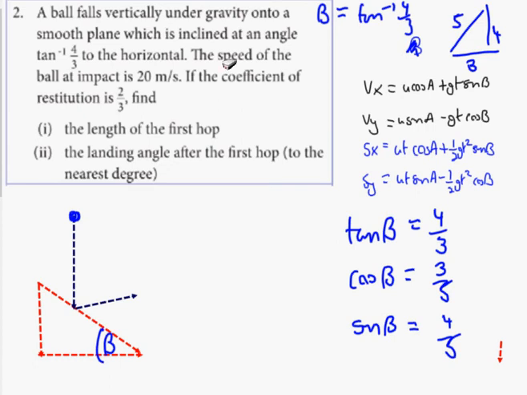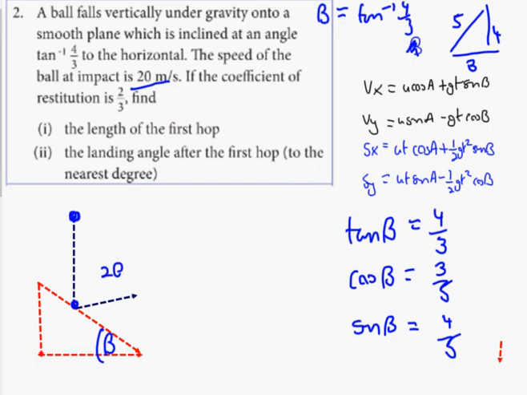Now, guys, the speed of the ball after impact is 20. Which is inclined at an angle, the speed of the ball, its coefficient of restitution. Find the length of the first hop. The landing angle after the first hop. So this is quite a simple question. There's actually no rebound in it. It's telling us that the initial speed is 20, and the coefficient of restitution is 2/3.